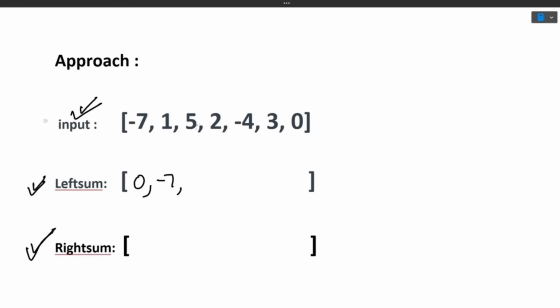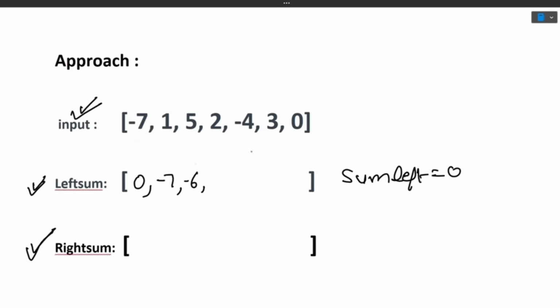Now we are at 5. What is the sum of the elements to the left of this 5? It is -7 plus 1, that is -6, right? I hope you are with me. And how are we calculating this sum? Every time we are at an index, we do not need to go back and calculate the sum of all the elements again. We can maintain a variable, sum left. Initially it will be 0, then it will be -7. Whenever we are processing an index, we can always add the value to this variable.